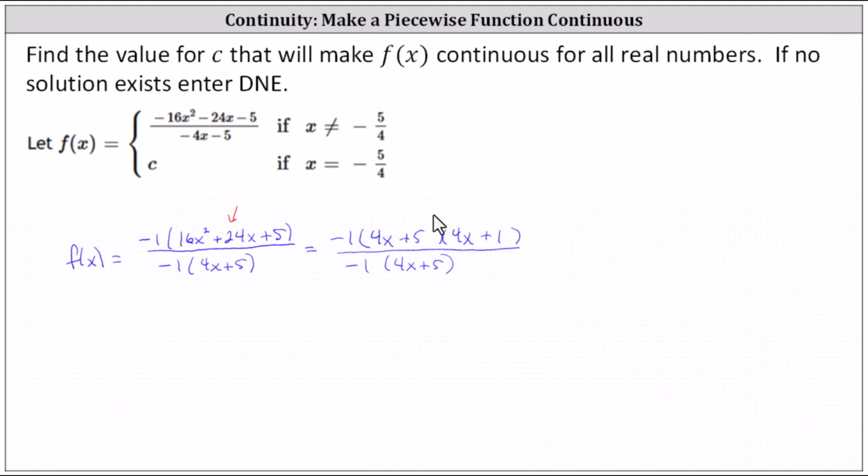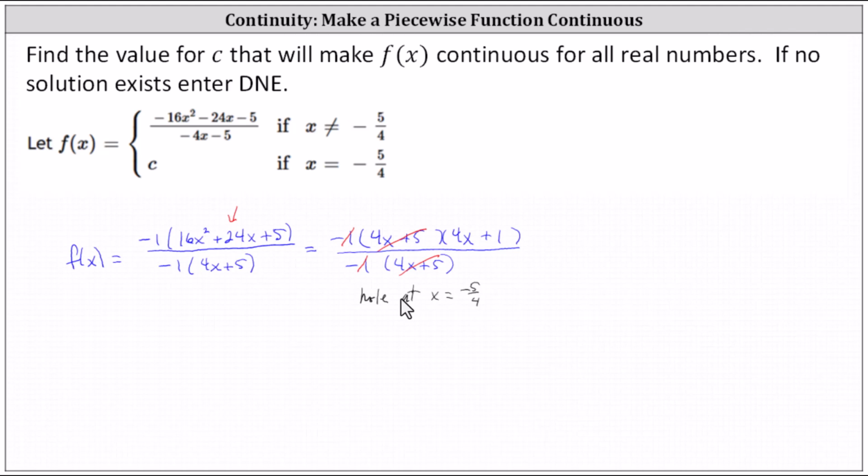And now analyzing the rational function, notice we do have a common factor of 4x plus 5 between the numerator and denominator, and also notice 4x plus 5 is equal to 0 at x equals negative 5/4. This indicates if we were to graph f of x, there would be a hole at x equals negative 5/4. And if we simplify the rational function, negative 1 divided by negative 1 is 1. 4x plus 5 divided by itself is also 1. The simplified function looks exactly like the graph of f of x, except there would be no hole.